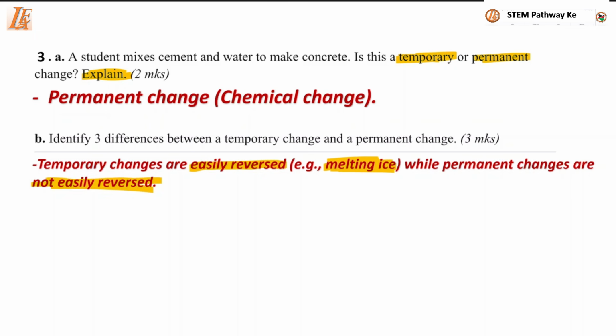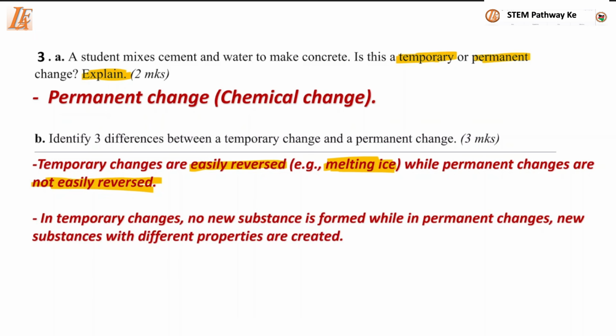Permanent changes cannot be reversed easily. Another difference is that for temporary change, no new substance is formed. But for permanent changes, a new substance is formed with different properties.